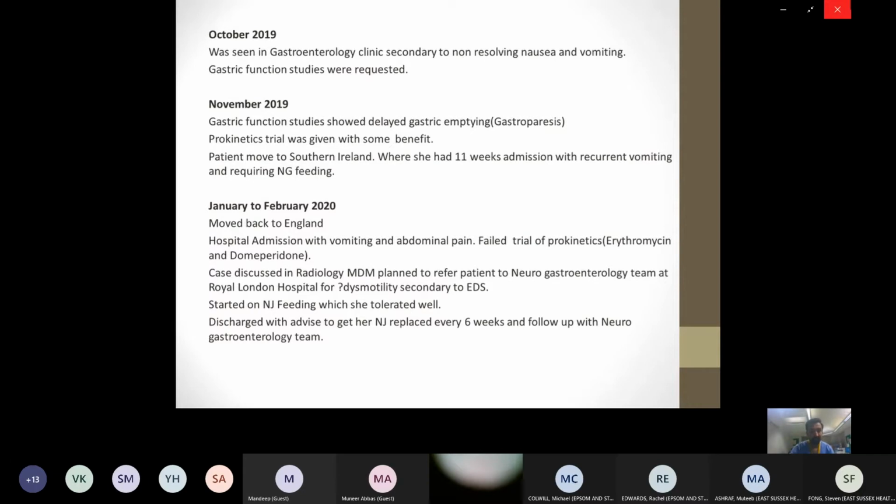She was discussed in the MDM, and the plan was made to refer this patient to the neurogastroenterology team in Royal London Hospital for query dysmotility secondary to EDS. She was started on NG feeding, which she tolerated well. She was discharged with advice to get her NG replaced every 6 weeks and follow up with the neurogastroenterology team.